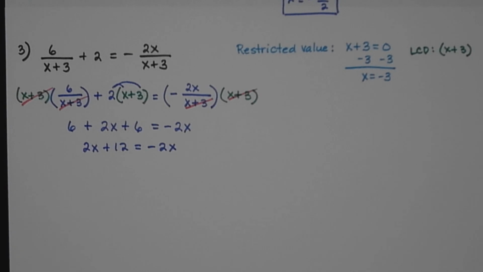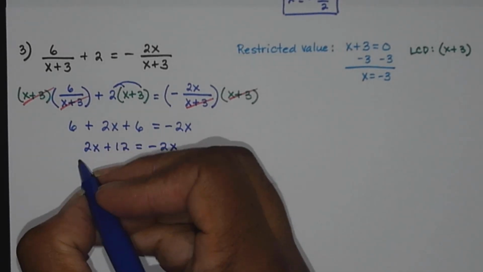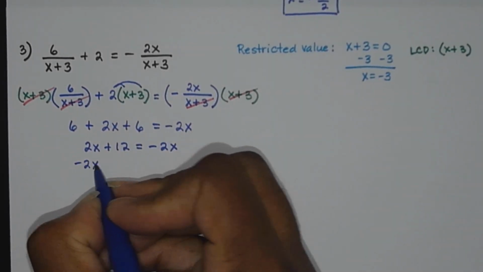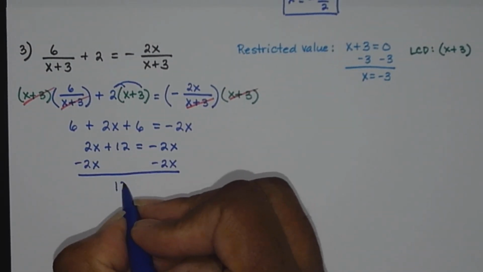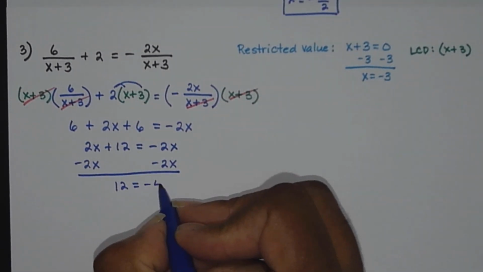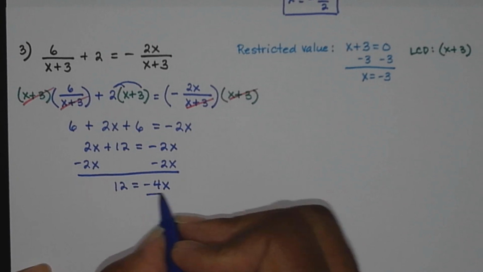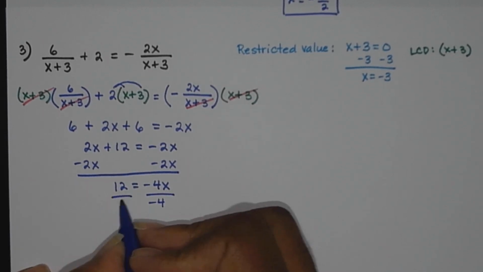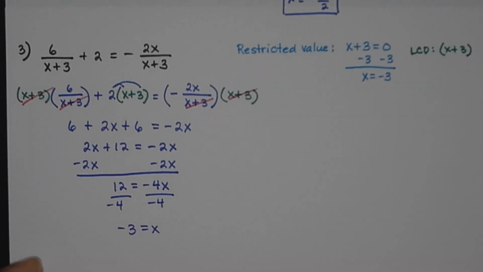And then next, what I'm going to go ahead and do here is take this 2x and move it over to where the negative 2x is. I'm going to do that by subtracting 2x. So that means I have 12 on this side, and that's equal to 2x minus 2x will be negative 4x. So negative 4x will be equal to 12. And then if I divide both sides by negative 4, I'm going to get x equal negative 3.